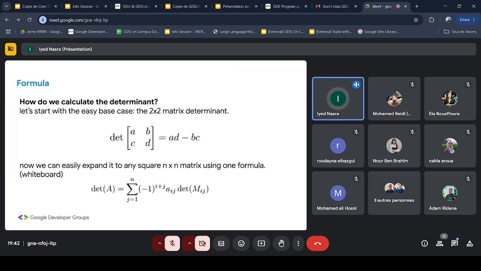But how do we calculate the determinant? Let's start with the easy base case, the 2 by 2 matrix determinant. And we've all seen this in class, in any linear algebra. The determinant of this little matrix, this 2 by 2, is AD minus BC.